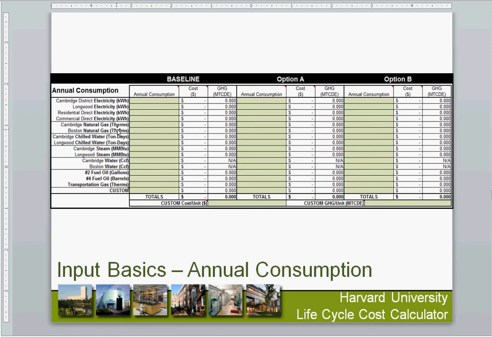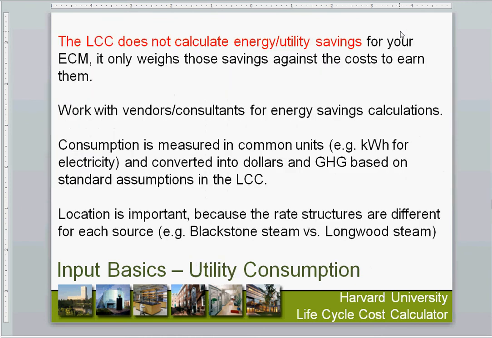So we look at natural gas in therms, we look at electricity in kilowatt hours, we look at water in 100 cubic feet. So all of these things are set up. You just enter the common unit, the consumption, all the costs, and GHG is taken care of for you. You don't have to worry about it. So you just need to know those potential differences in savings and costs.